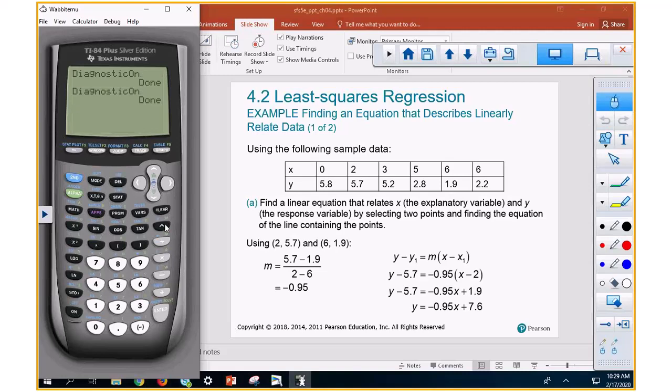There we go. Stat, edit, 0, 2, 3, 5, 6, 6. 0, 2, 3, 5, 6, 6.